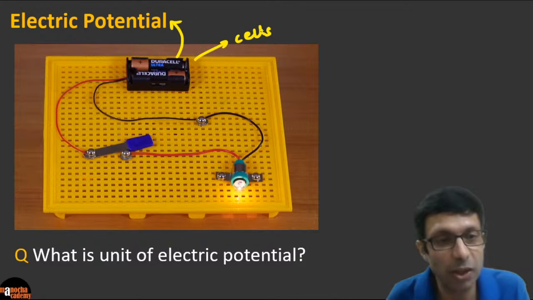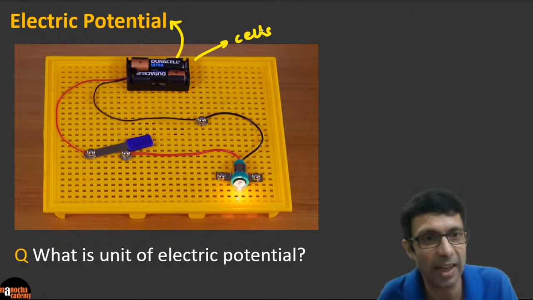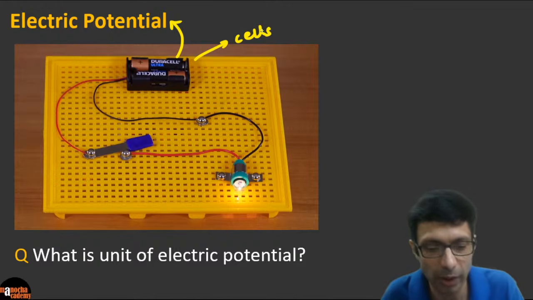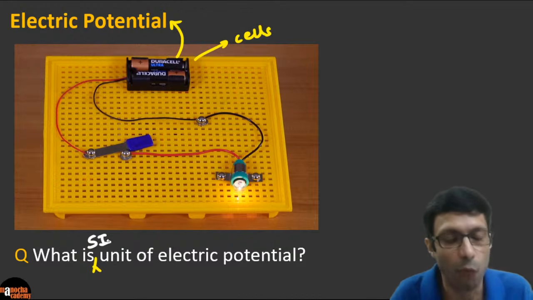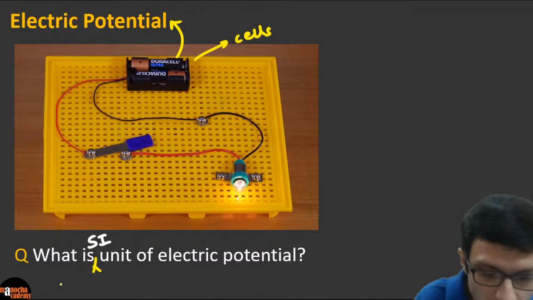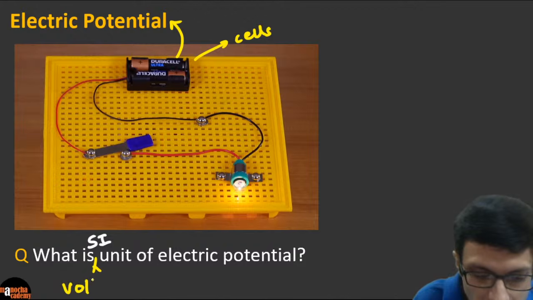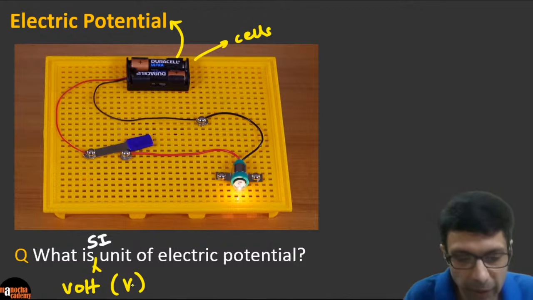And as we said, what is the unit of electric potential? We just discussed, guys. So can you tell me what is the SI unit? Unit means obviously we are talking about the SI unit here. What is the SI unit of electric potential? Volt. Very good, very good. So the SI unit is going to be volt, and the symbol is basically capital V. So guys, please remember that.